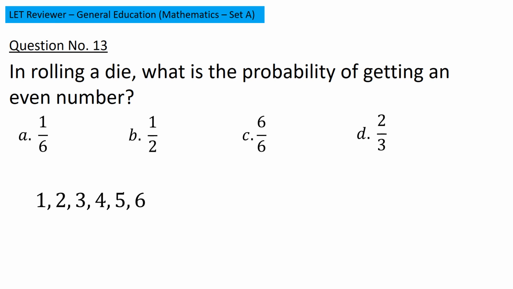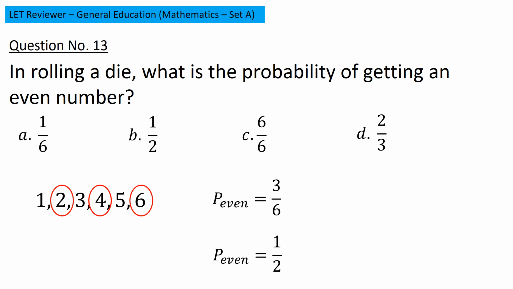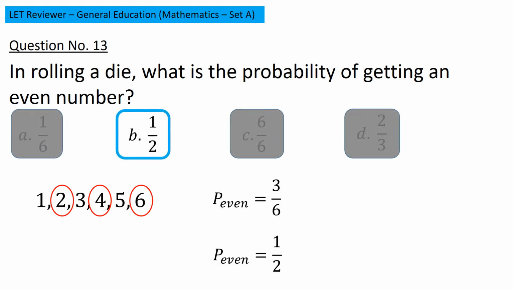Ibig sabihin, 6 yung possible na lumabas kapag nag-roll ka ng die. So, sabi dito, ano yung probability or chance na ang makukuha mo ay even number? So, ilan ba yung even number dito sa 6 na possible outcome natin? So, you have 2, 4, and 6. So, meron tayong 3 possible even numbers na pwedeng lumabas out of 6. So, the probability of getting an even number would be 3 out of 6 possible outcomes. Those 3 are 2, 4, and 6. So, the probability is 3 over 6, but still you have to convert that into simplest form o yung lowest term natin, that is 1/2. So, the probability of getting an even number in rolling a die is 1/2. So, our answer is letter B, 1/2.